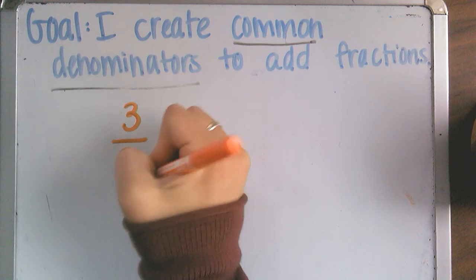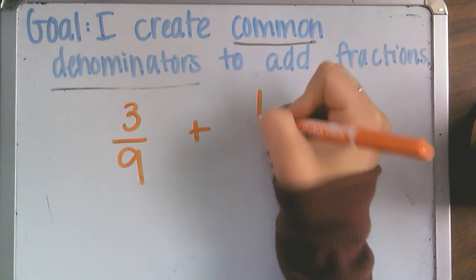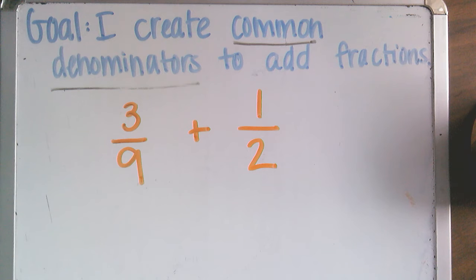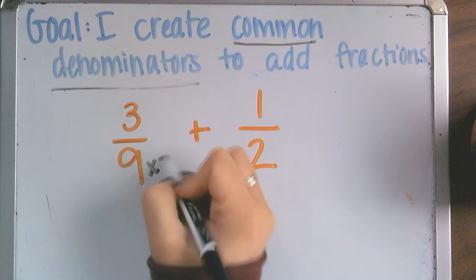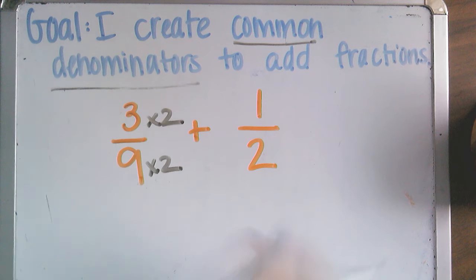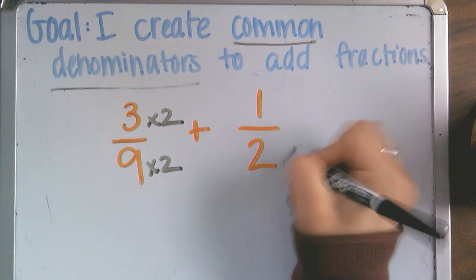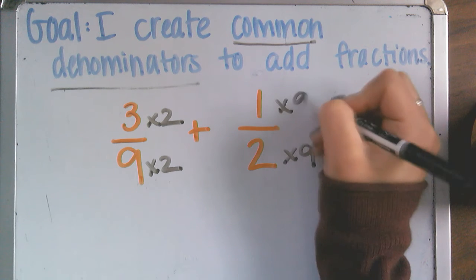Three ninths plus 1/2. Okay, so step 1, multiply fractions, both numerator and denominator, by the opposite denominator. So I need to multiply 3/9 by 2. So times 2 times 2. And I need to multiply 1/2 times 9 times 9 times 9.